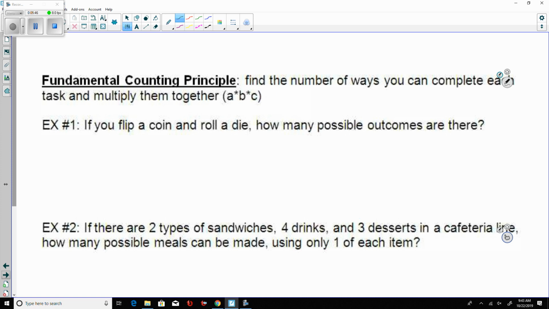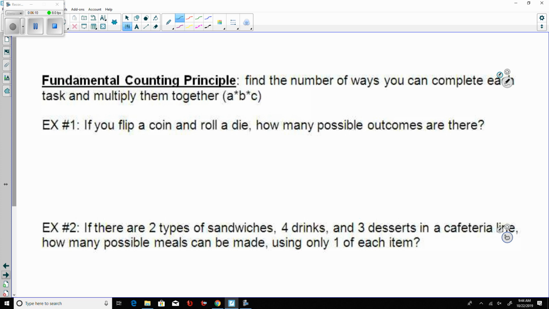All right, now your fundamental counting principle, kind of like what I just showed you when you found the sample space of rolling 2 dice. Okay, so find the number of ways you can complete each task and multiply them together. So just like we did in the first one, we had 6 choices for the first, 6 for the second. 6 times 6 was 36. And again, this is all back like in Algebra 1, and there's even some of this in Algebra 2.